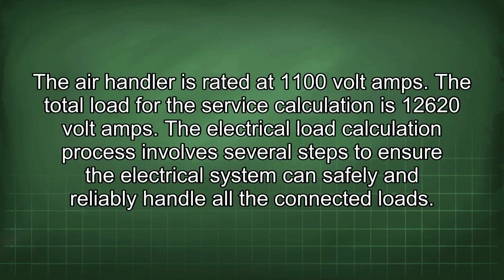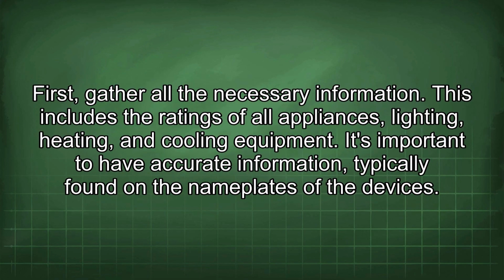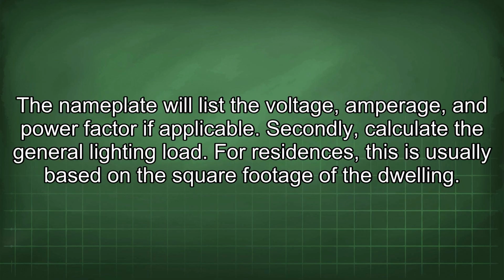The electrical load calculation process involves several steps to ensure the electrical system can safely and reliably handle all the connected loads. First, gather all the necessary information. This includes the ratings of all appliances, lighting, heating, and cooling equipment. It's important to have accurate information, typically found on the nameplates of the devices. The nameplate will list the voltage, amperage, and power factor if applicable.